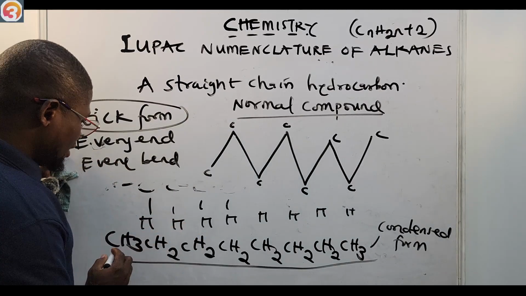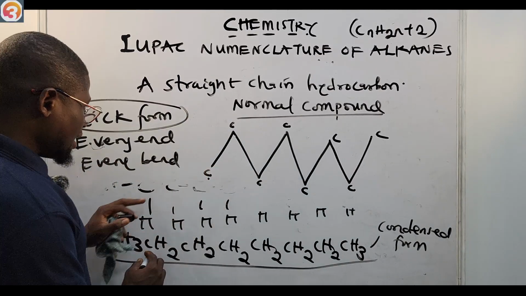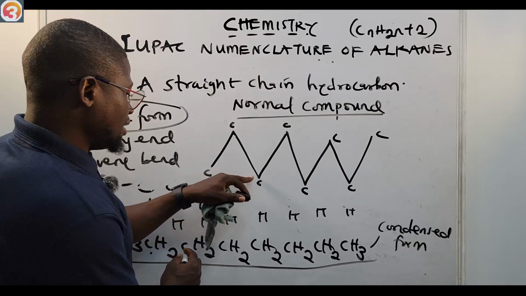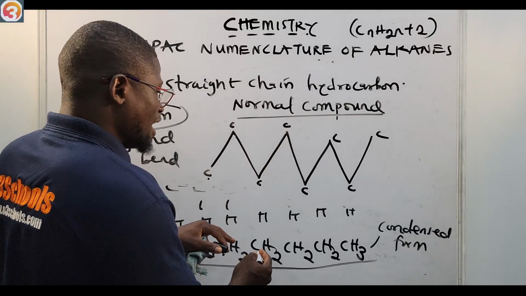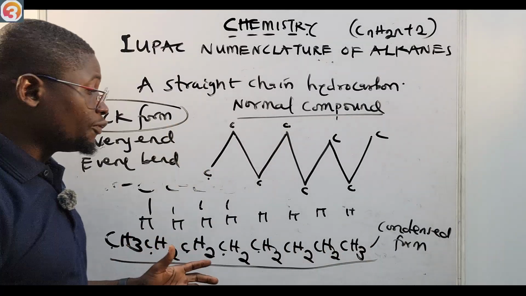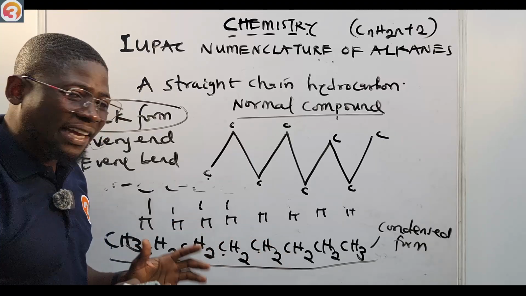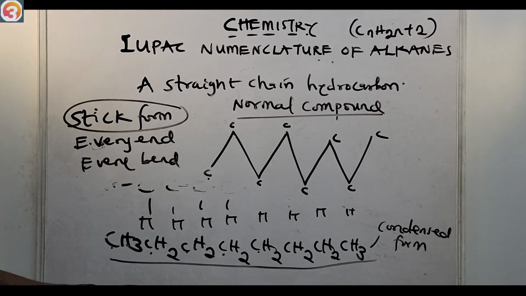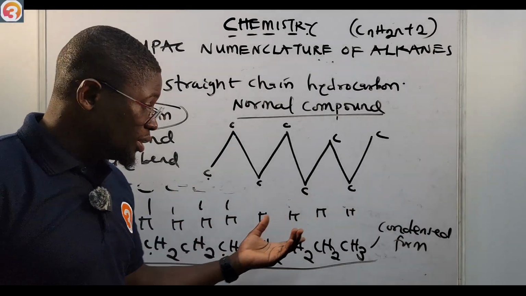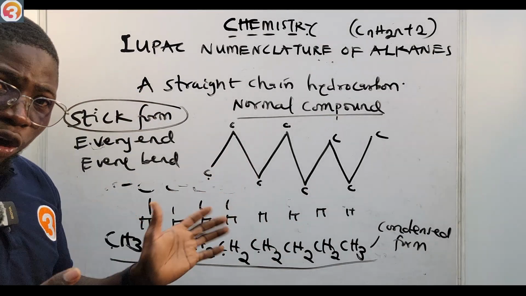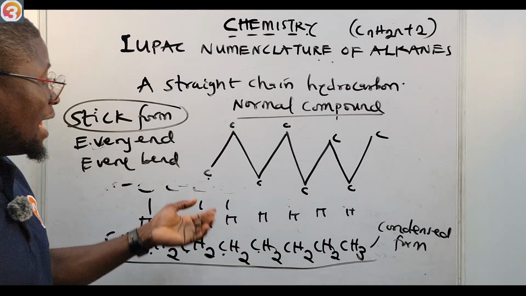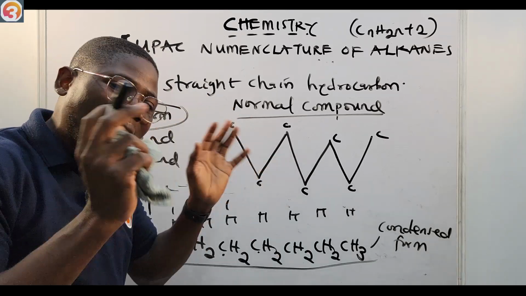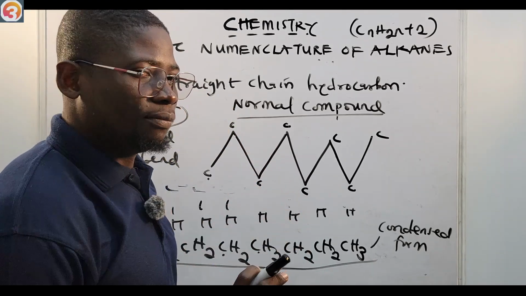So this first C is what I see here. This next one is what I see here, and so on, like that. So take note that this stick form is very, very easy to understand. There's not much difference from the normal one we first drew, this condensed form, and this stick form. They're all the same representation. Every end, every bend, is a carbon atom. Stick form, very easy.